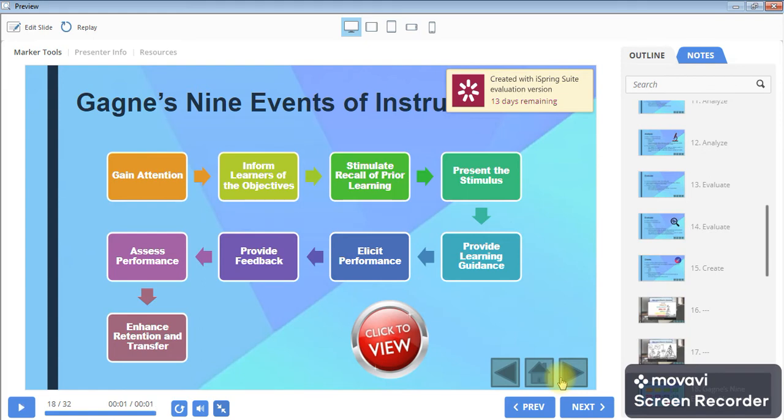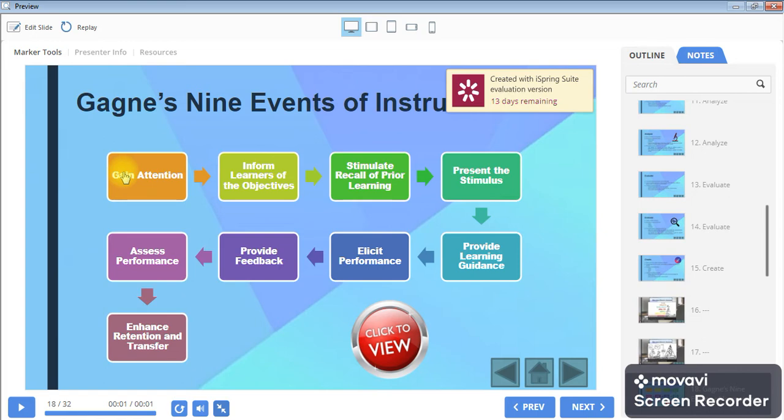We would be talking about Gagne's 9 events of instruction. As you can see, this is a very beautiful figure, and also we can click on each step to straight away jump to a topic or a step that we love most. But now, since we are doing a presentation, I'm going to go one by one.